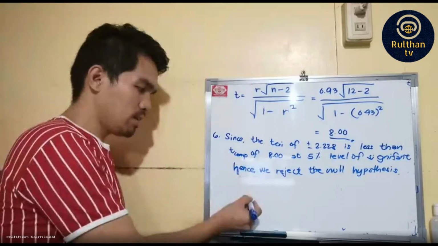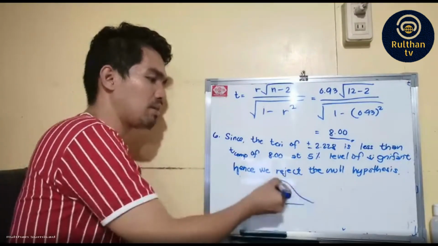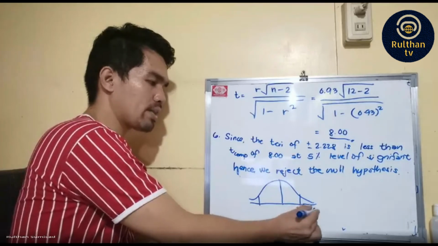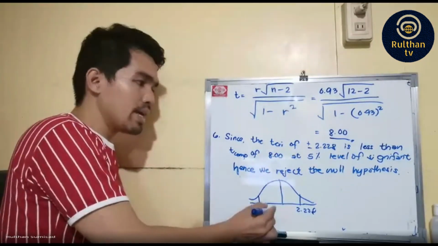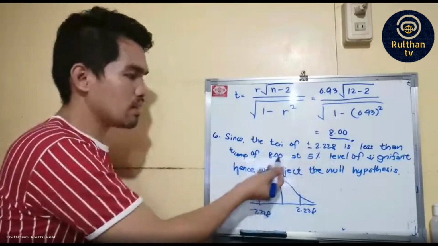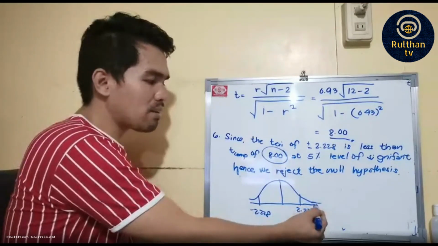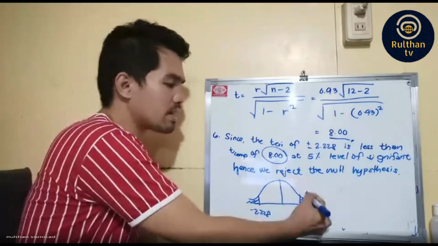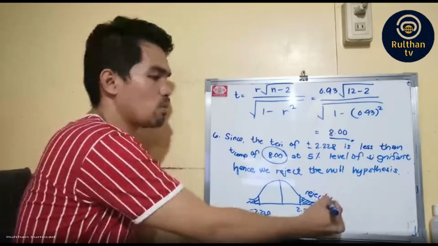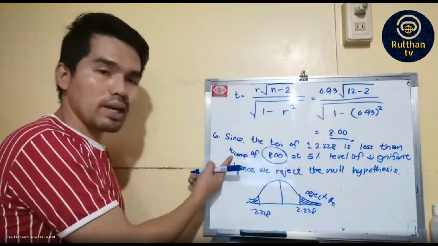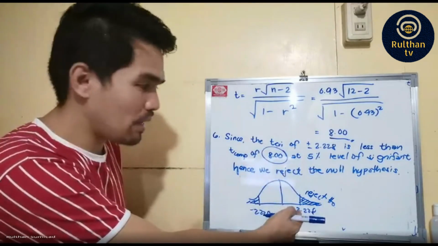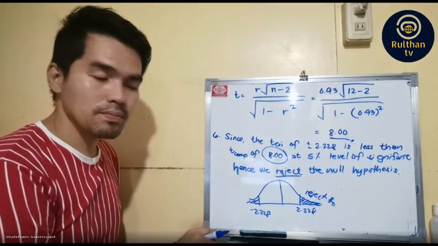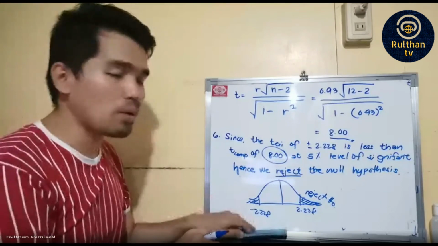Because if we may recall our distribution, this is 2.228, while this one is negative 2.228. Since our computed t is 8, it is found in the shaded region, which, if we recall, is the rejection region. Reject H0. So in other words, our computed t landed in the rejection region. That's why our decision is to reject the null hypothesis. Do you follow? Yes, sir.